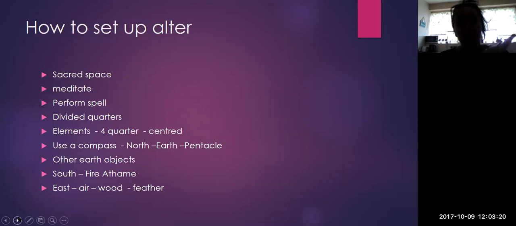Right, to set up your altar, you create your sacred space, you meditate, you perform your spells around this. You can do your spells in a circle, so you can create your own circle. I tend to do mine just out, like in front of my altar, so you can do it like that. You divide it into four quarters, north, east, south, and west, and use a compass if necessary.